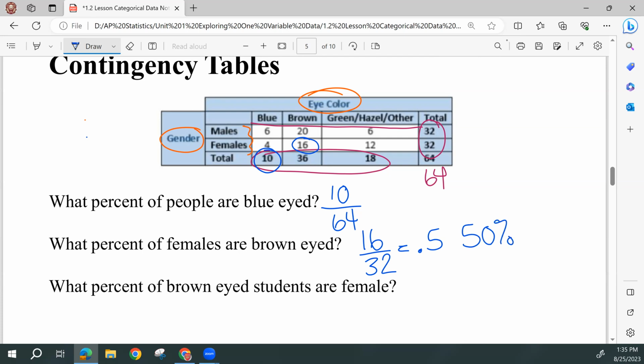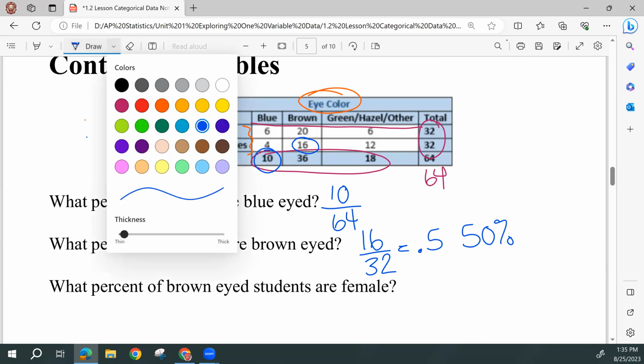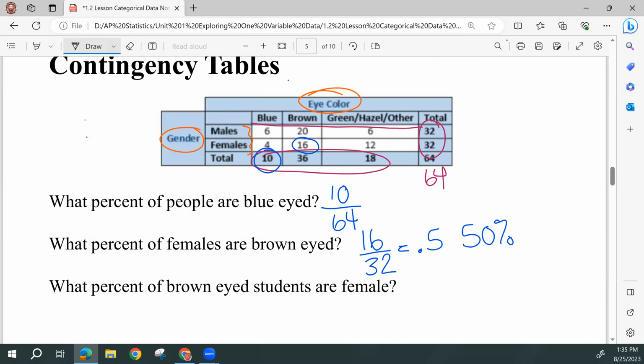We want to know what percent of brown-eyed students are female. We're going to look just at this column. We're just going to look at the brown-eyed students. This is sort of a condition we've set. We only want to look at the brown-eyed students. There are 36 of them, and there are 16 females. And this will be a different percentage than 50%. It'll be a little smaller.